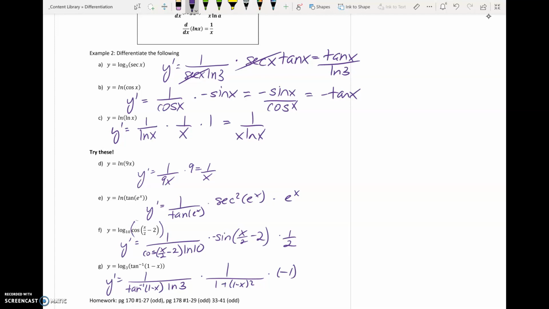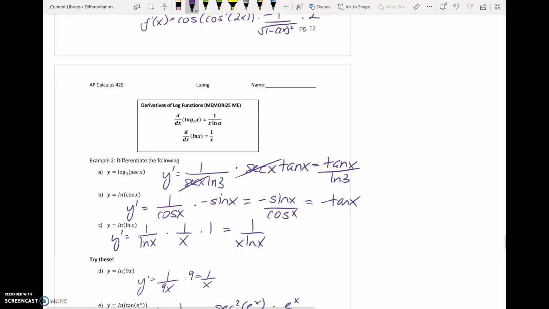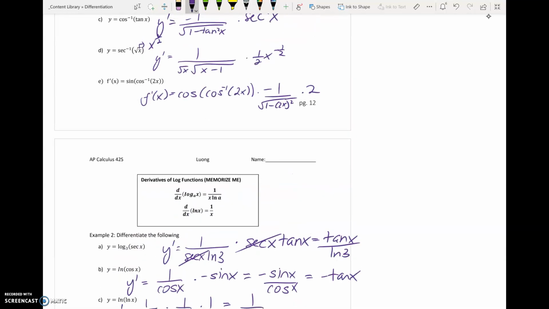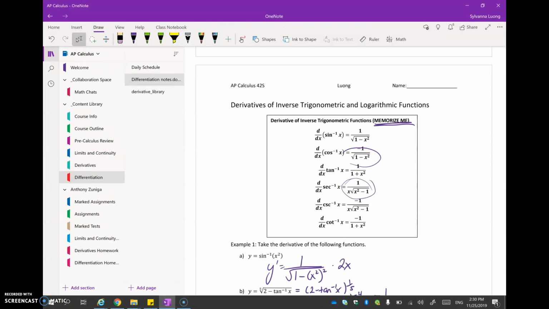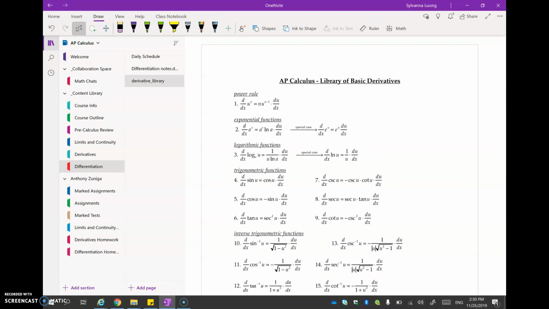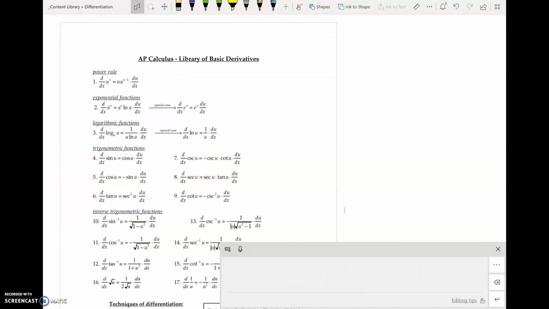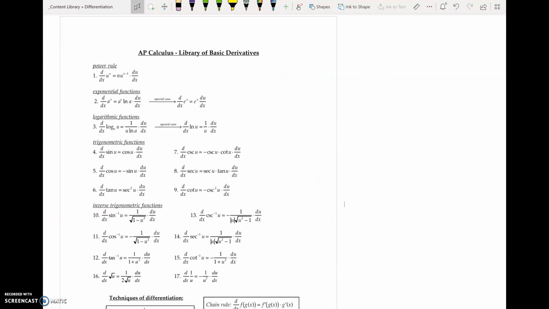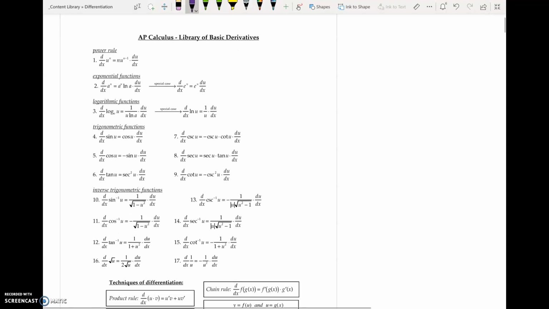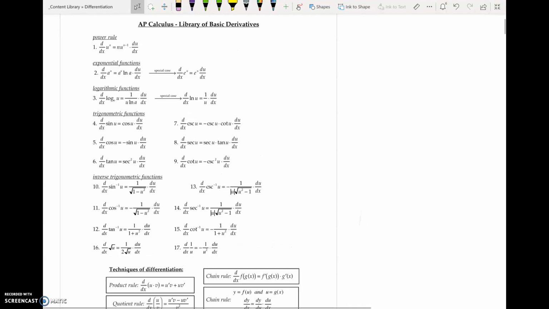And then that's it. Please try to take the time to memorize these. If you need to write them out, please do so. I also have the library of derivatives available to you so that you have the summary of all of them. You could print this out, and you could also write these on a separate piece of paper to make sure that you have all of these memorized and that you know how to use them.